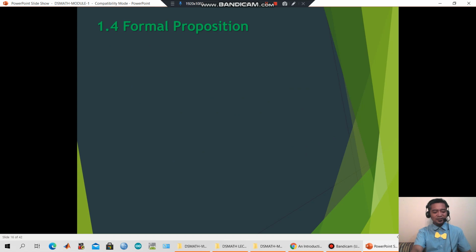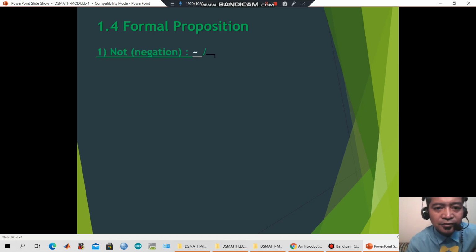Okay, so let's go now to the formal propositions. Kanina pinag-usapan pa lang natin, okay, meron akong logical connectors, a vertical V, letter V, and a half square. Those are actually the conjunction, disjunction, and negation. Okay, so here are the following formal propositions.